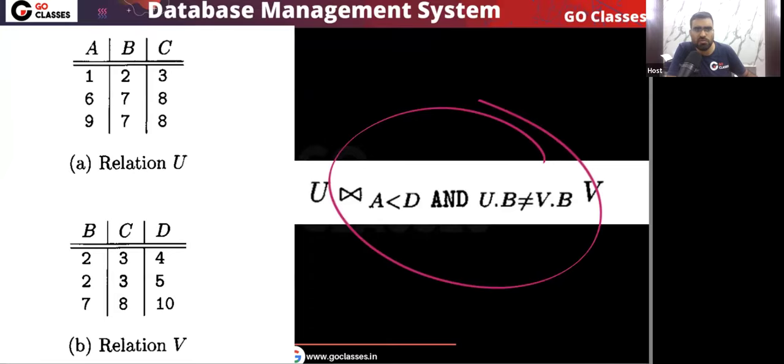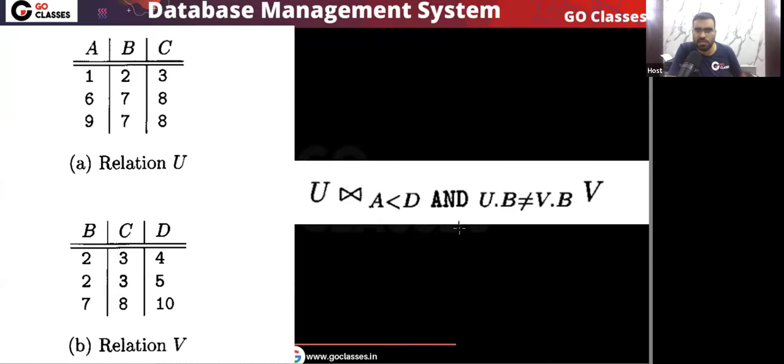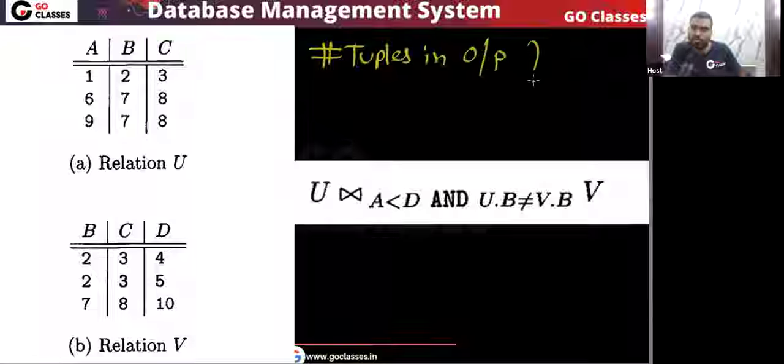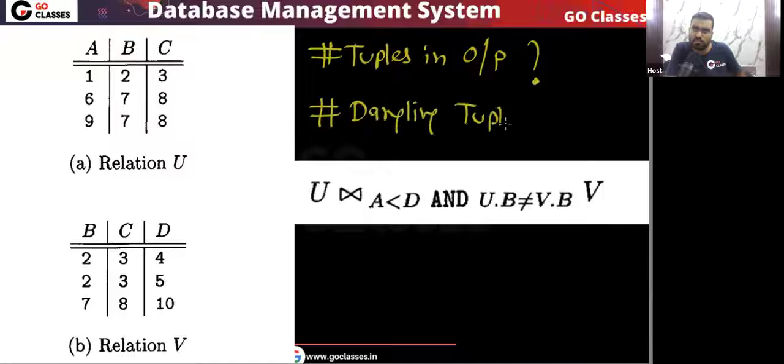Is this natural join? No. This is a conditional join. This is your theta join. So tell me how many tuples in the output? I'm asking the number of tuples in the output and the number of dangling tuples.